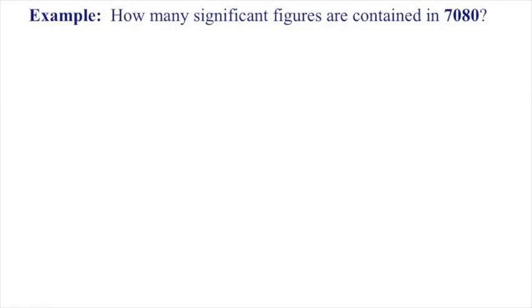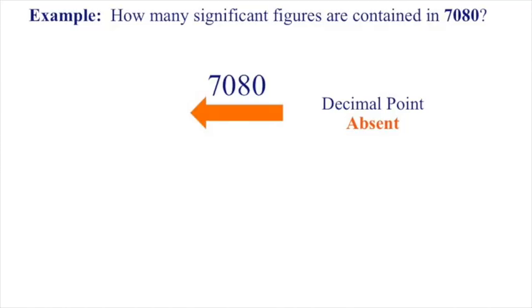For our next example problem, we'll determine how many significant figures are contained in the number 7080. Note that this number was written with the decimal point absent. Therefore, we inspect the number from right to left. We start at the first non-zero number and then count all numbers, including zeros, after that. This number has 3 significant figures. The rightmost zero is present only to keep the 7 in the thousands place, the other 0 in the hundreds place, and the 8 in the tens place. If the rightmost zero was not present, the number would be 708, not 7080.